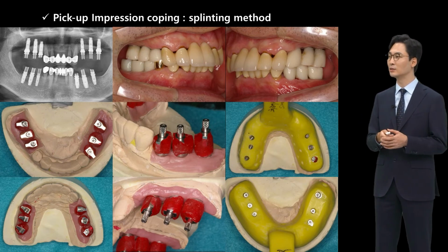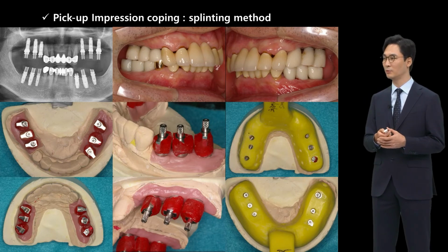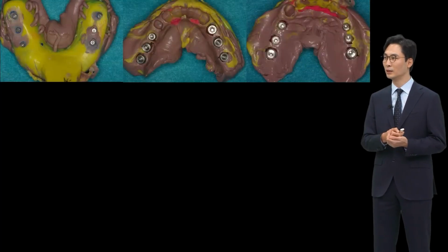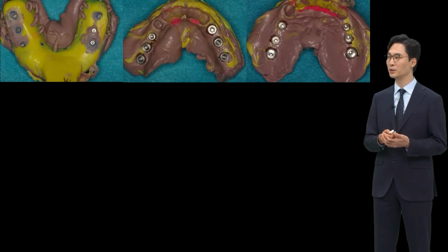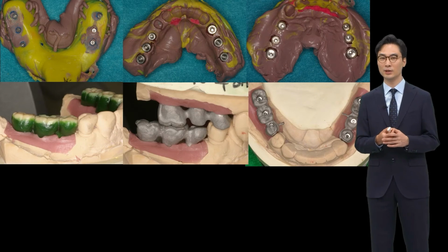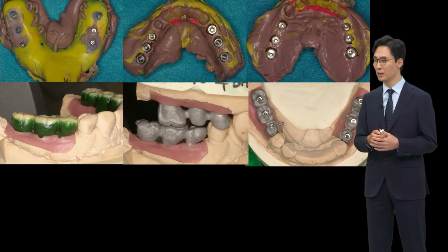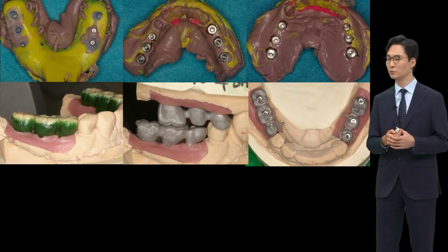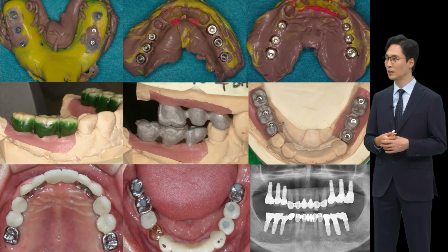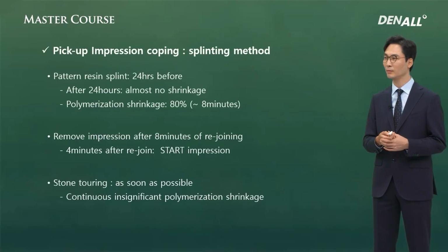It was cut thinly, and on top of it, an open custom tray was formed. Silicone material was used. Pickup type impression coping was utilized. This was used to make a screw type prosthesis. The master model was formed. Wax up was done. A screw type prosthesis was fabricated for both upper and lower.